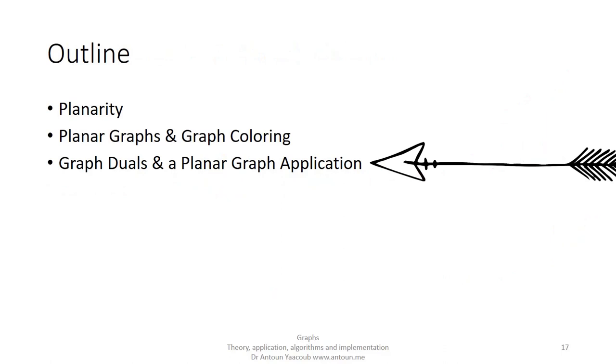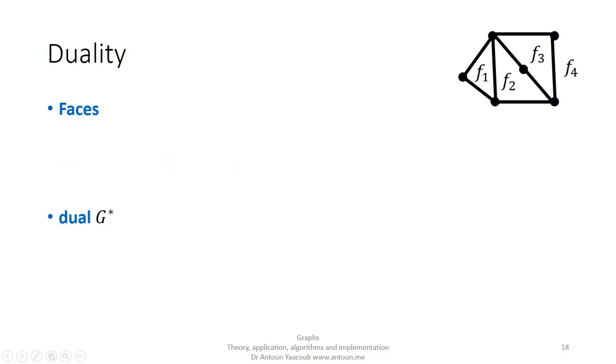So let's move to the last part, which is graph duals and the planar graph application, which is about facility location. In order to talk about the application, we need to cover first what we call the dual of a graph. A planar graph, as you can see, divides the plane into regions. So this is a graph. It has faces, as we have already covered. So those are the faces. We have here 4 faces.